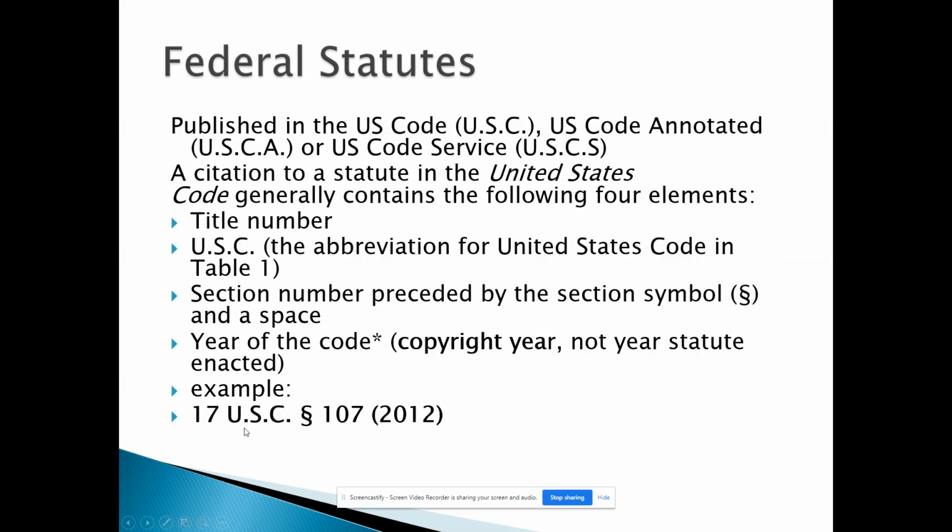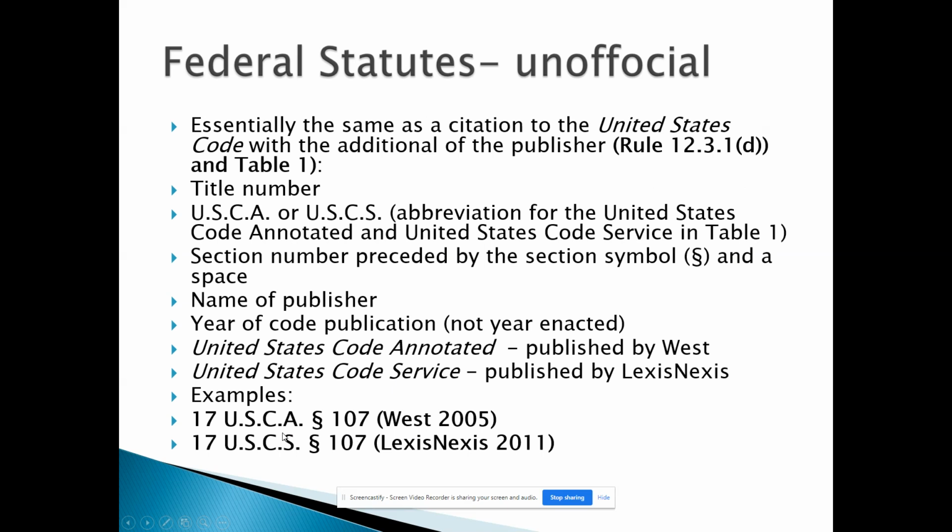Here, look, this is the US Code. In my parentheses, I don't have a publisher name because there is no priority publisher. It's just the United States federal government. But if I'm doing the US Code Annotated, I have to tell my reader this was published by West. US Code Service is published by Lexis. And again, if you go to the Bluebook, it will tell you what to include in the parenthetical, but that's just your default there.